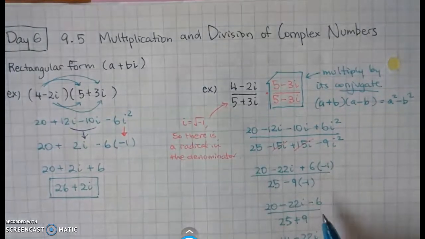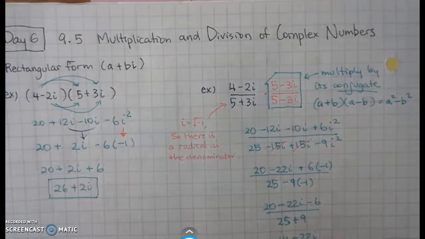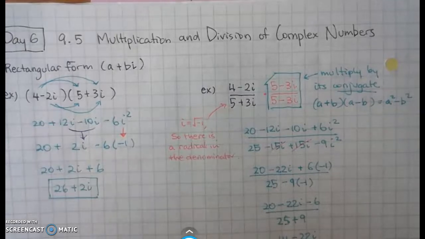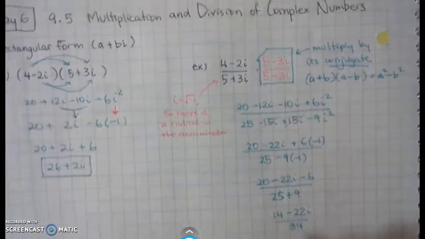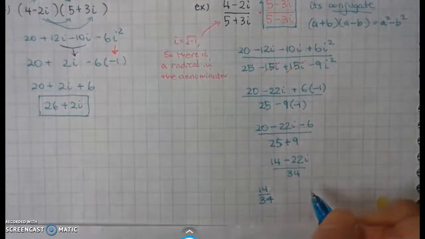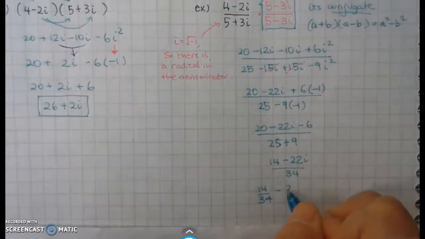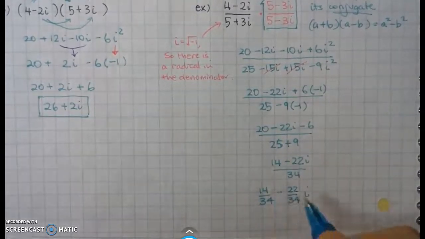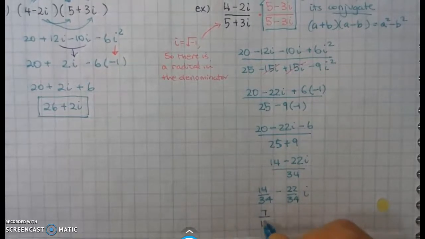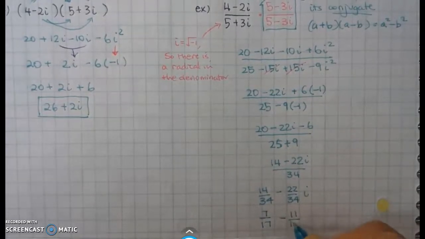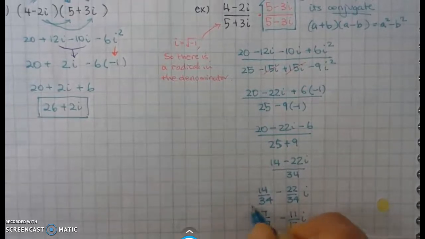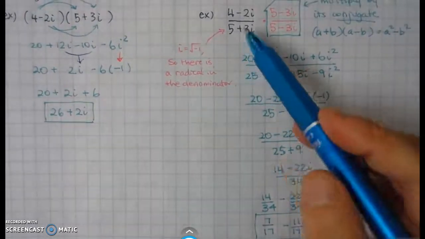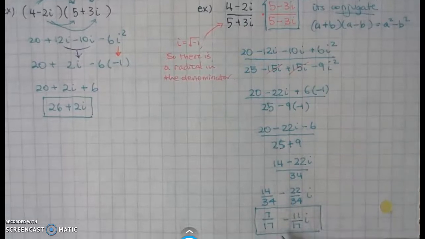And I can separate this as two different fractions. So this becomes 14 over 34. That's the real portion of the complex number. I'm sorry, you couldn't see that. Okay, minus 22 over 34 i, and each of these simplifies to 7 over 17 minus 11 over 17 i, and that's my final answer. Okay, so what used to look like this has now simplified to this.